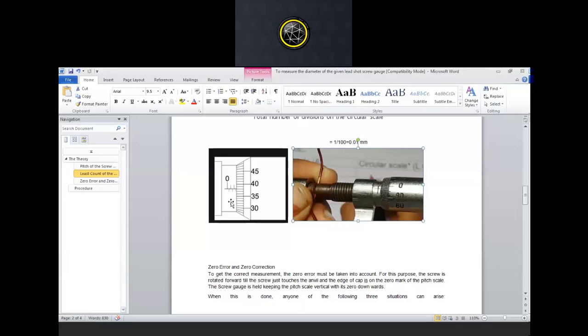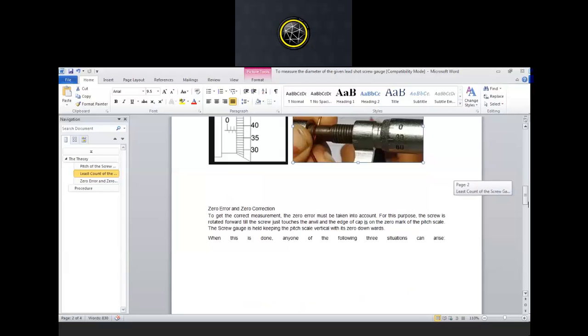Next, the upper one will be 1. Next, 1.5. Next 2. Like that, it will go on. This one is 2. Next one is 2.5. That will be 2.5, and here we have already measured, it will be 38.